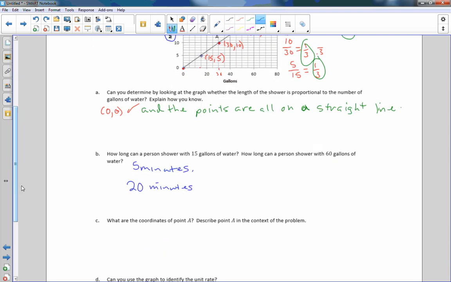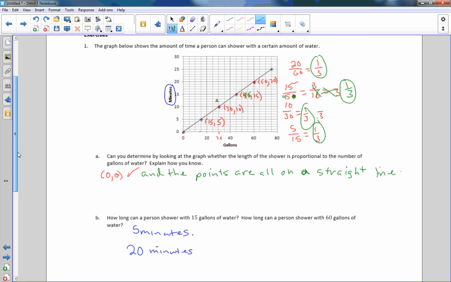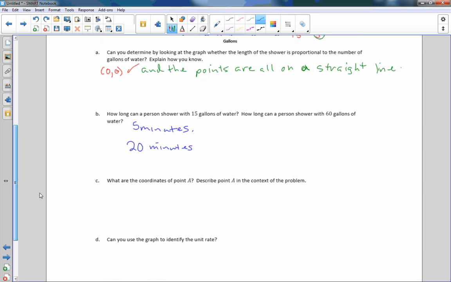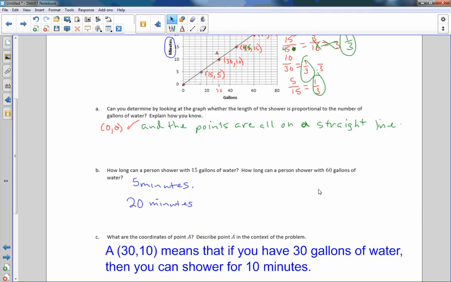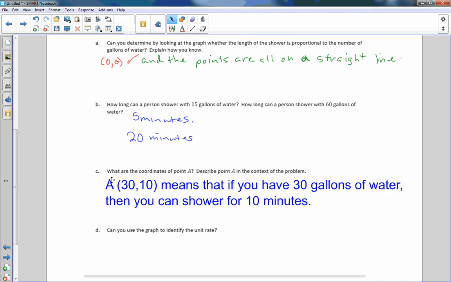C, what are the coordinates of point A? So I come back up here. Point A is right here. It is (30, 10). So the A is (30, 10). Describe what that means in the context of the problem. So I'm going to type this in real quick. Okay, so there it is. A is (30, 10), right here. A, (30, 10), means that if you have 30 gallons of water, then you can shower for 10 minutes.